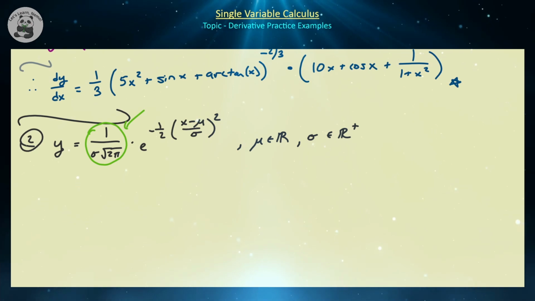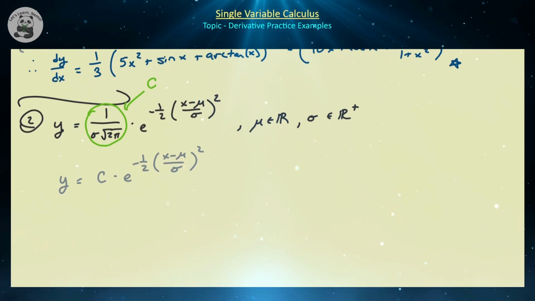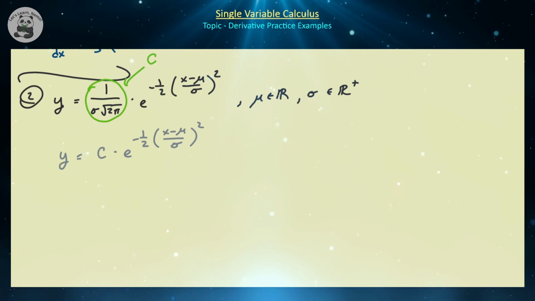So for example, we can just call that c for the time being, and we can equivalently write this as y is equal to a constant times e to the minus 1/2 x minus mu over sigma, the quantity squared. The reason I'm not touching that interior term with the mu and sigma is because we have the variable x there, so we don't want to mistakenly represent that as a constant when it's not. So what we have here is a chain rule.